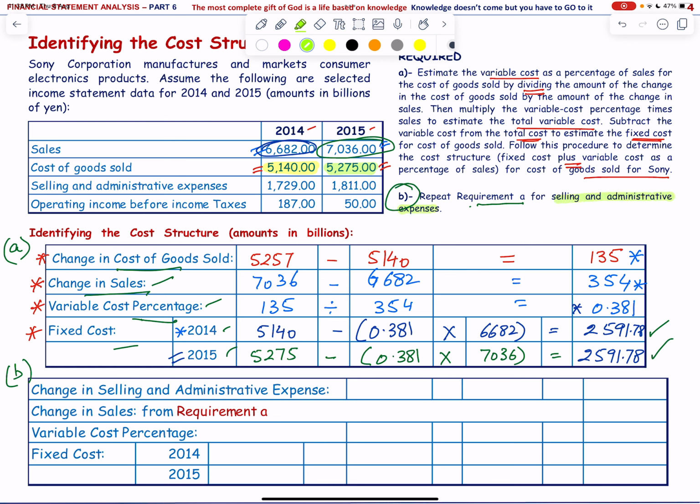So let me clean up this part first of all. Rather I will keep it, we can clean up.